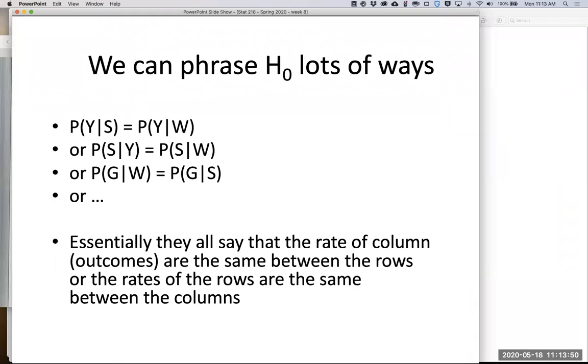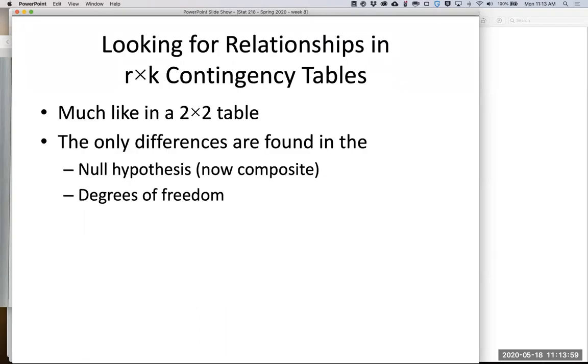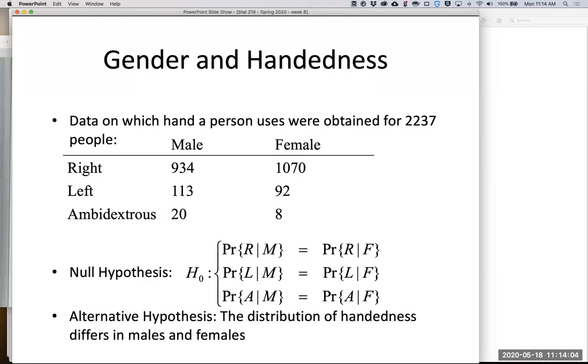They all basically say the same thing: independence between rows and columns. Which row you're in doesn't help me predict which column you're in, or vice versa. So what if we have a contingency table that is more than 2 rows and 2 columns? Here's one such contingency table. These are data from the Health and Nutrition Examination Survey of 2004. There were 2,237 individuals, and they were asked their gender, M or F, and whether they were right-handed, left-handed, or ambidextrous.